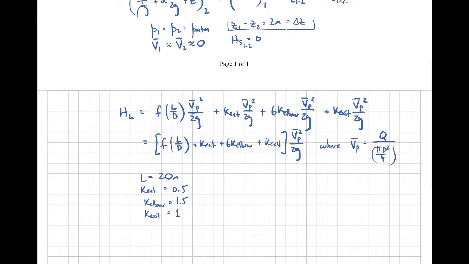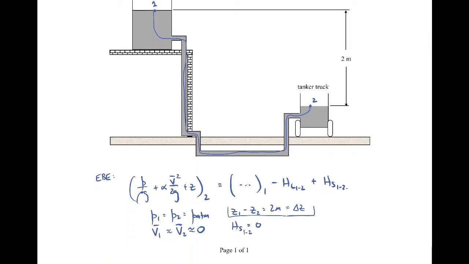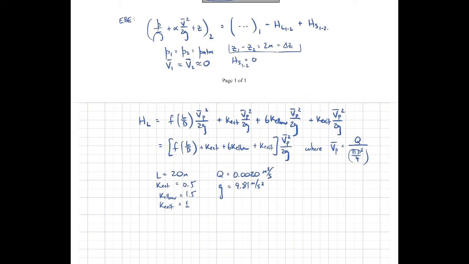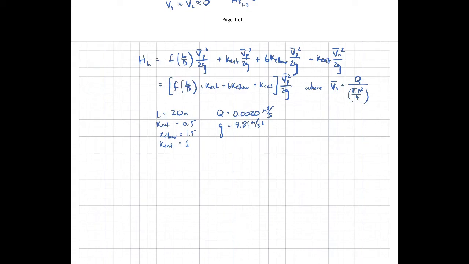And I guess I know the volumetric flow rate was given as 0.002 cubic meters per second. And of course, gravity is 9.81 meters per second squared. So we can go ahead and substitute these values back into the extended Bernoulli equation. I'm going to take this delta Z, plug it in here. Same with the head loss expression. And then I'm going to plug these numbers in. And if we do all that, we're going to get an equation that ends up looking like the following.